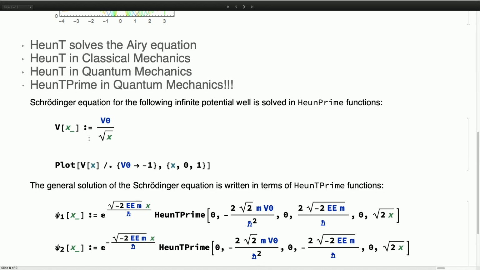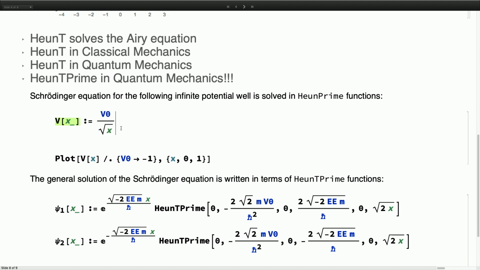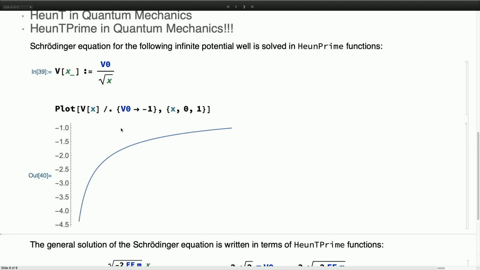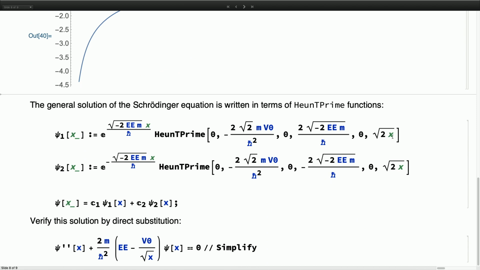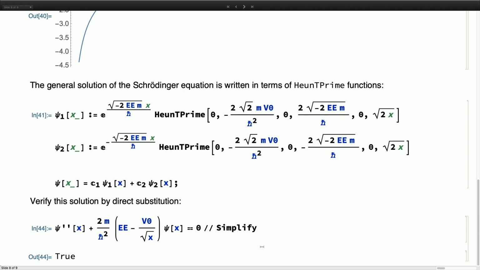OK, so there is a potential, a recent potential, like this, inverse square root. And surprisingly, it's a singular potential like this. And surprisingly, it's solved in HeunT prime functions. So this is a very original result. And this is showing why our implementation is useful. So here is the solution, the two fundamental solutions, and we are just substituting and receiving a 0.